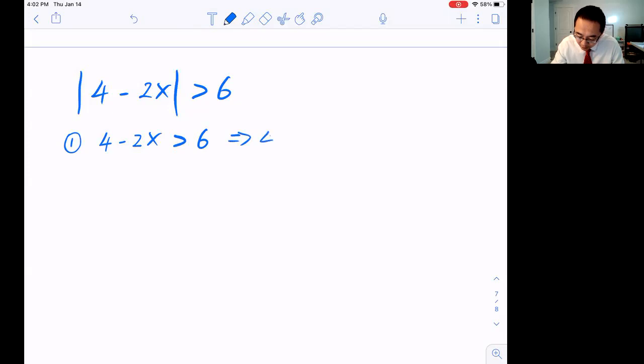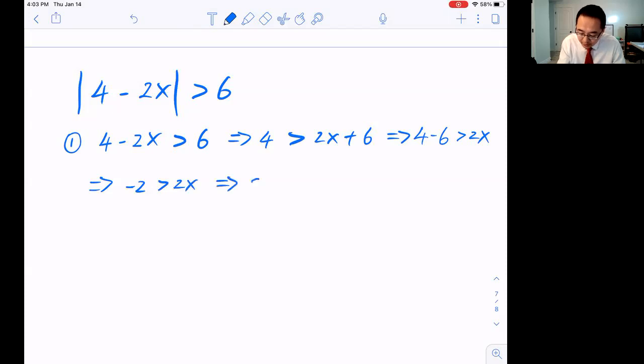So this gives you 4 is greater than 2x plus 6. You just move 2x to the other side and change the sign, right? And then you move 6 to the other side of the inequality and change it to negative 6. So 4 minus 6 is greater than 2x, okay? And that gives you negative 2 is greater than 2x. Divide both sides by 2, you have x less than negative 1, right? Okay, and you can always plug this into your original inequality to see if it's true, right? So x less than -1 means -1 is not included.